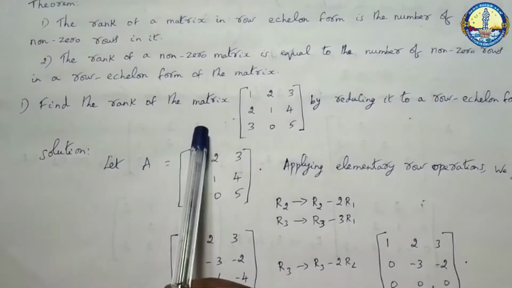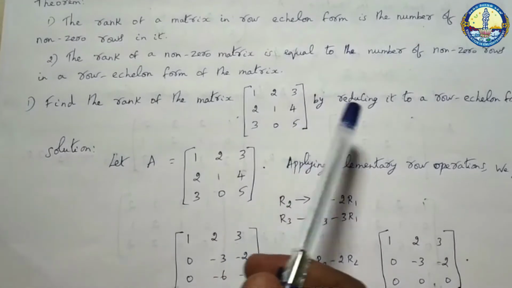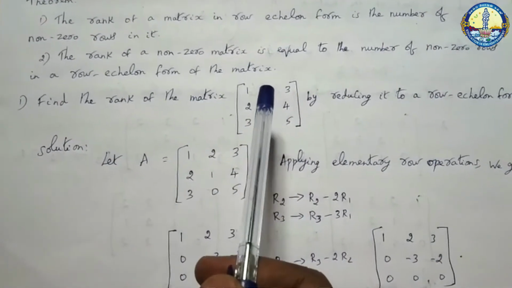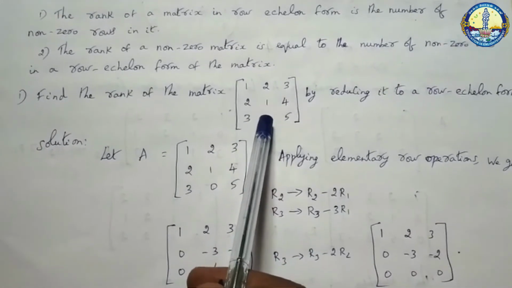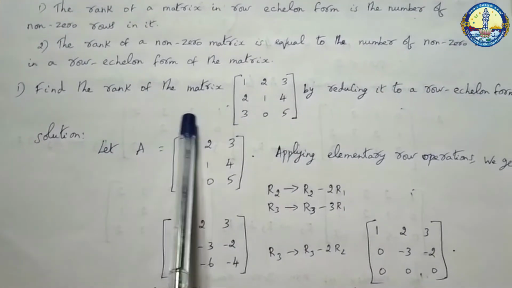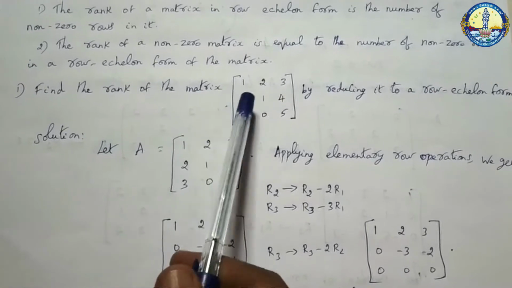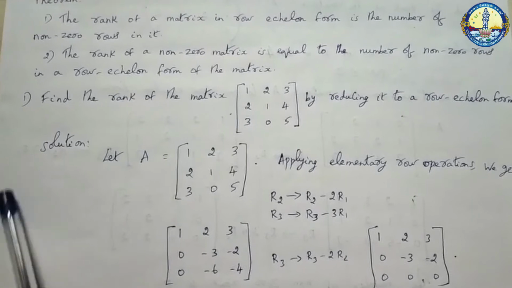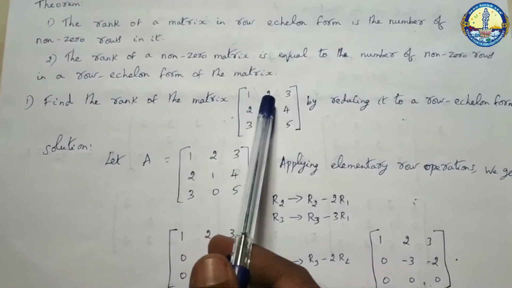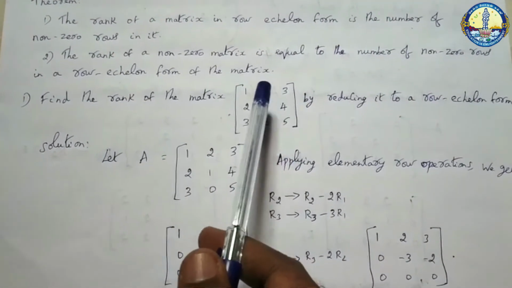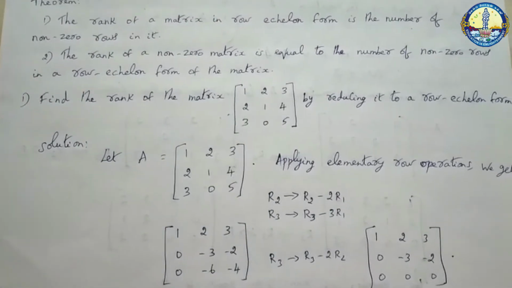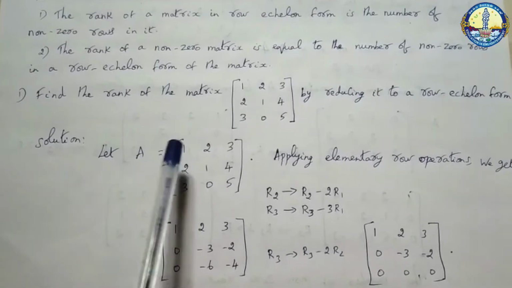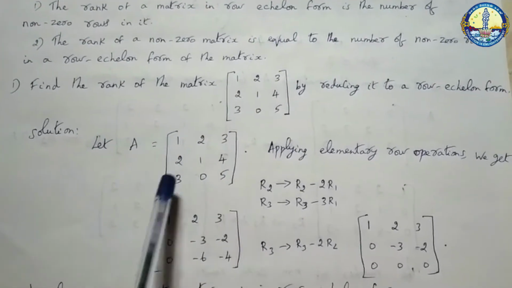Find the rank of this 3 by 3 matrix by reducing it to row echelon form. This matrix is not in row echelon form, so we reduce it into row echelon form and count the number of non-zero rows. Non-zero rows means the particular row contains at least one non-zero element. If all the elements in a row are 0, that is called a zero row. If any one element is non-zero, that is called a non-zero row. First, let us assume the given matrix as A. So A equals 1 2 3, 2 1 4, 3 0 5.